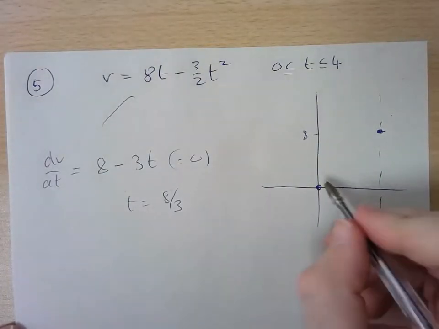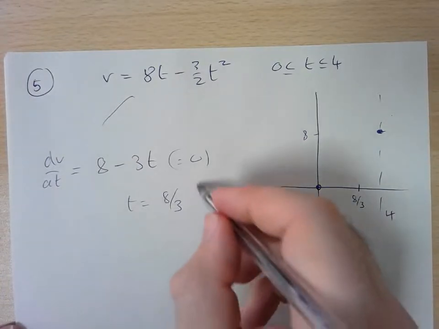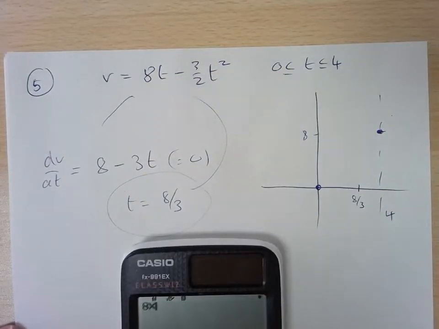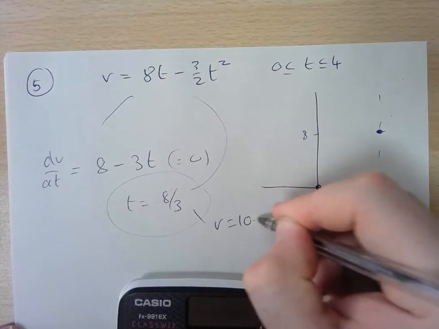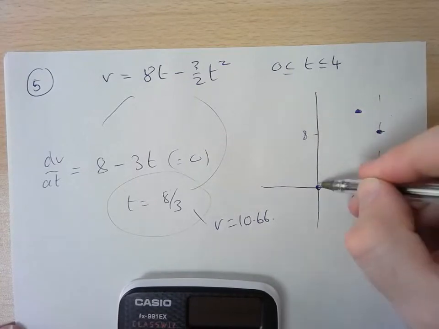8 over 3 is, well, 6 over 3 would be halfway, so it's about here. And if we take this t value and substitute it in here, we get 8 times 8 over 3 minus 1.5. I'm going to put this in brackets because the calculator sometimes doesn't like squaring things, 8 over 3 squared. We put this in, we get 32 over 3, which is 10.66. So this is up here, above the 8. So our velocity looks like this. I'm going to rule this in.